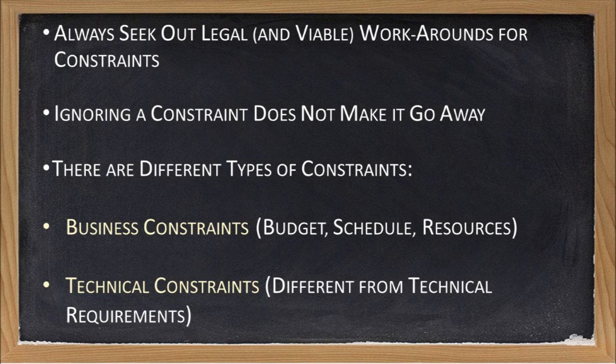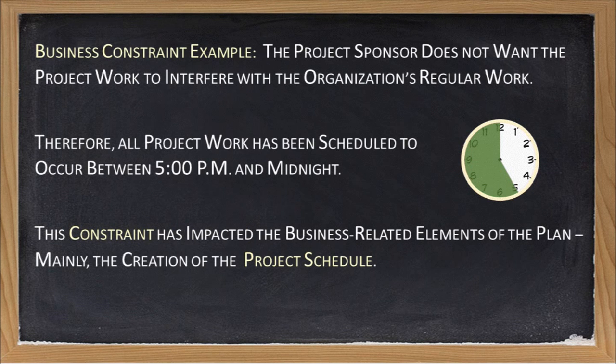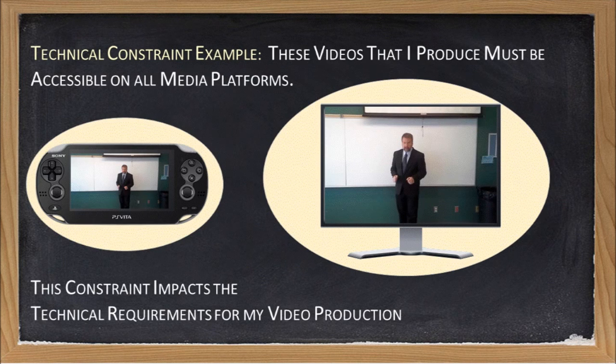As I mentioned earlier, project constraints generally fall into one of two broad categories: business constraints that affect the project's budget, schedule, or resources, and technical constraints that impact the project requirements. An example of a business constraint would be if restrictions were placed on our working hours. Such a constraint, while not affecting any of the technical elements of the project, would affect our project schedule. Technical constraints usually impact what options are available in fulfilling a project's technical requirements.